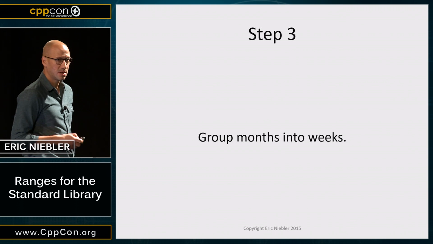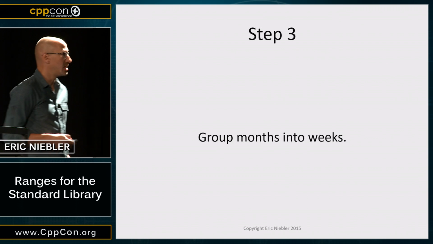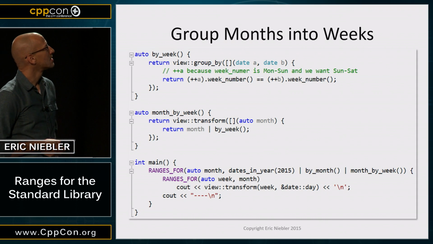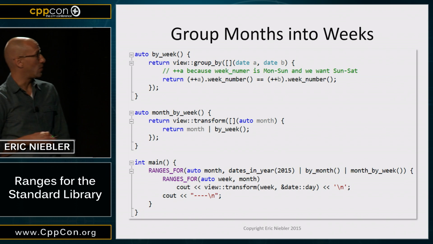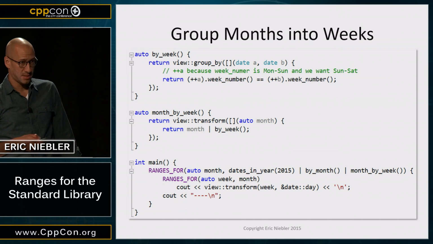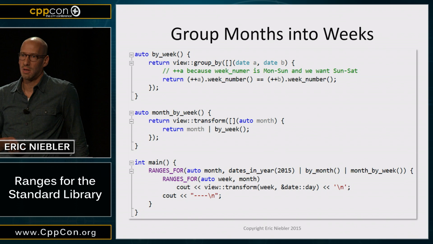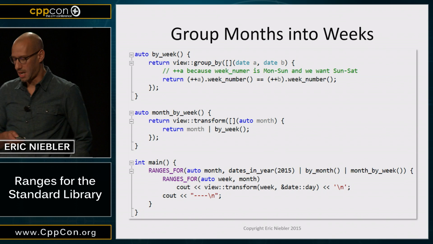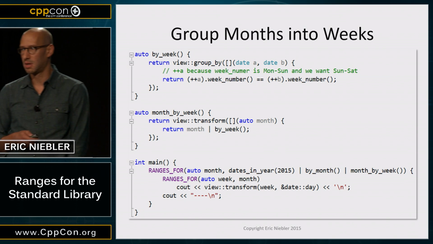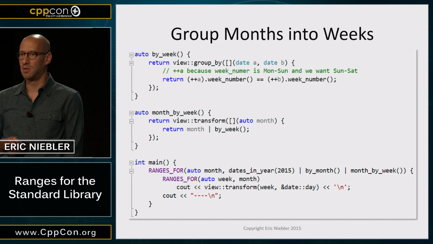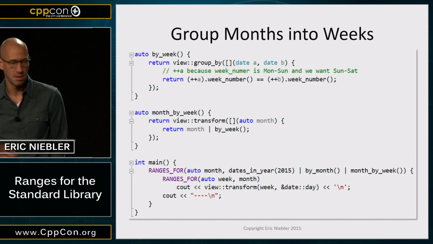Okay, so we've grouped a year into months. Step 3 is going to be much the same. We're just going to be grouping the month into weeks. And here we have by week, which is going to take a range of dates, and this is going to be a month, and it's going to group all of those dates into weeks. We use the week number API on the date object to find out what week number that date is in. That'd be like 1 through 52, because there's 52 weeks in a year.